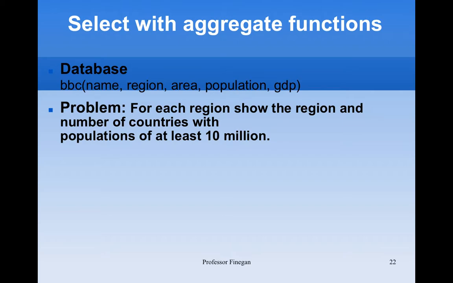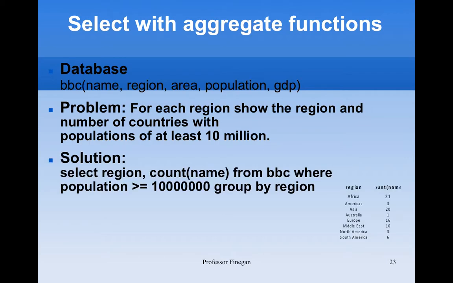Again, similarly from a function perspective, for each region, show the region and number of countries with populations of at least 10 million. So based off the data in the table below, I would be selecting the region and count from the BBC table where the population is greater than or equal to 1 million and group by region. It's giving me that, as we've shown in previous lectures, select the from, the where, and the conditions.